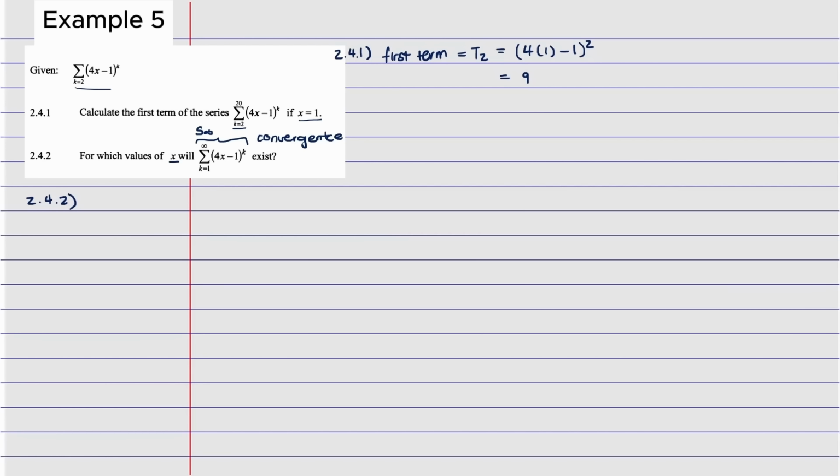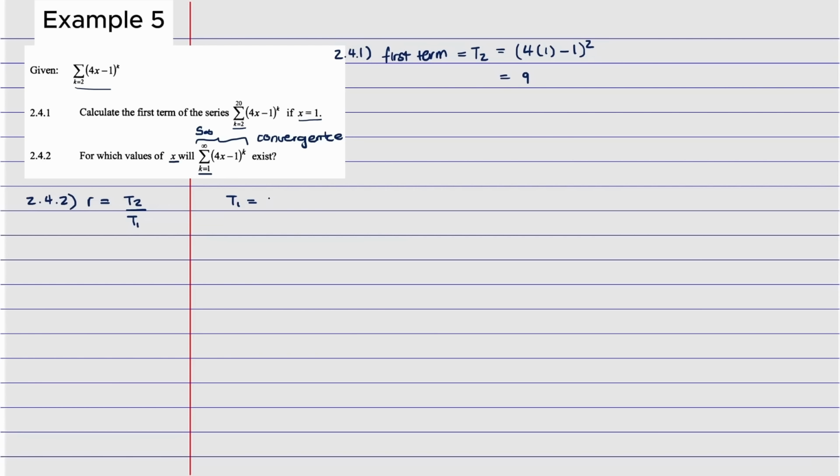So now we need to find r in terms of x. We know that r is equal to t2 divided by t1. So we know t1 is equal to what? In our case, do you see that it starts at k equals 1? That's why I'm looking for t1.